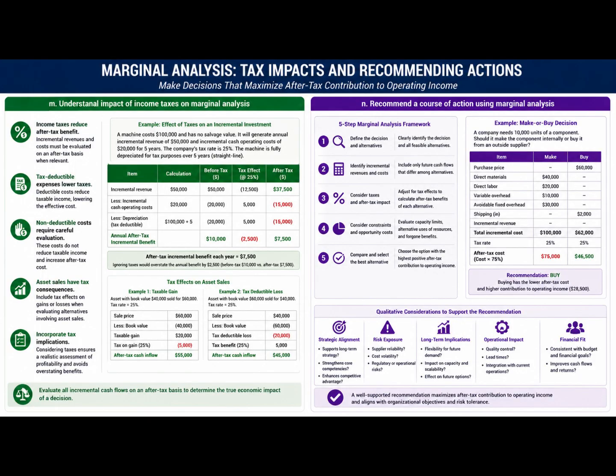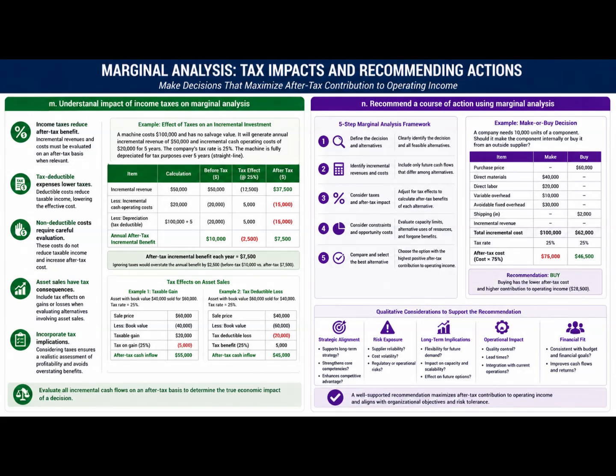M. Understand impact of income taxes on marginal analysis. Income taxes affect net benefit of decisions by reducing after-tax contribution. Incremental revenues and costs must be evaluated on an after-tax basis when relevant. Tax-deductible expenses reduce taxable income. This lowers the effective cost of certain expenditures.